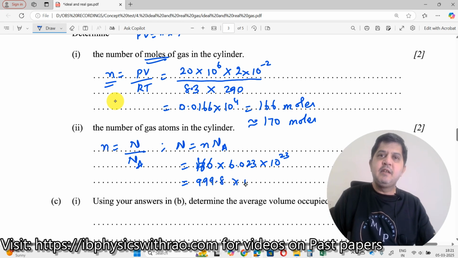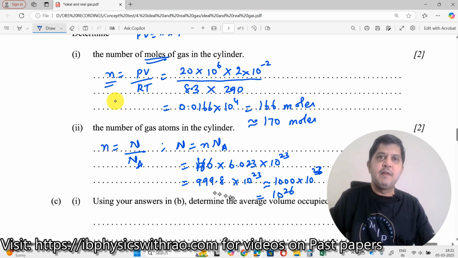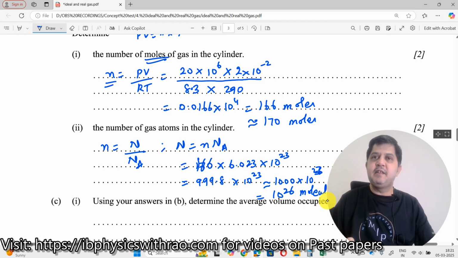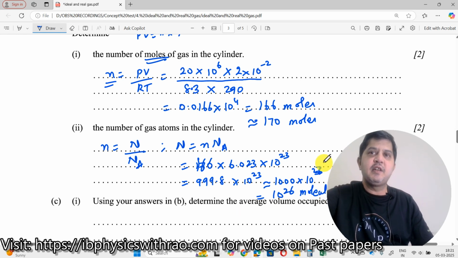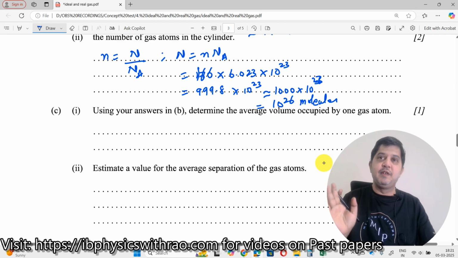999.8 multiplied by 10 to the power 23, which I can consider nearly 1000. 1000 into 10 to the power 23 is nearly equal to 10 to the power of 26. What is this now? This is your number of molecules. Practice it in such a way that you always write the units alongside your equations or your numbers. Otherwise you will not enjoy physics with it.